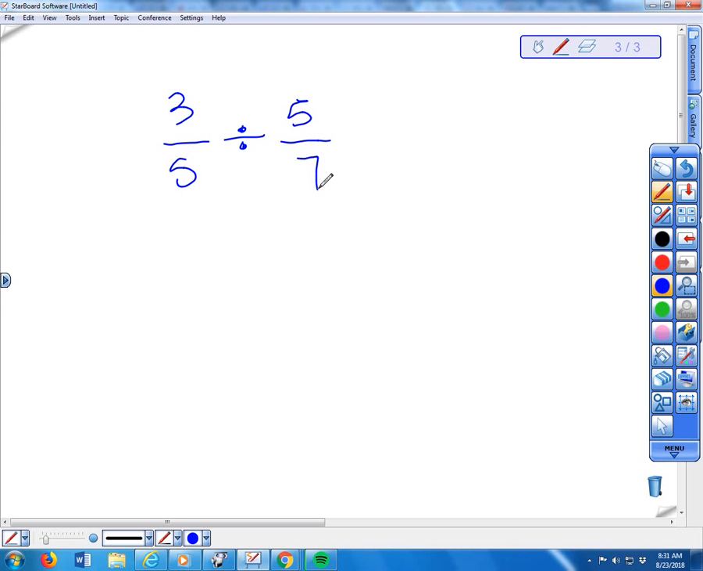So, what do I write first? Reciprocal. Which one do I need to take the reciprocal of? The second one, 7 fifths. So the first thing I'm going to write is the first number as it is, multiplied by 7/5. 7 times 3, 21. 5 times 5, 25. Is there a number that goes into both of those evenly? No. So that's as simplified as it gets.